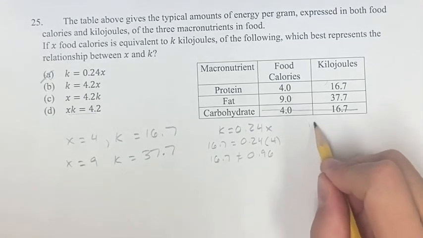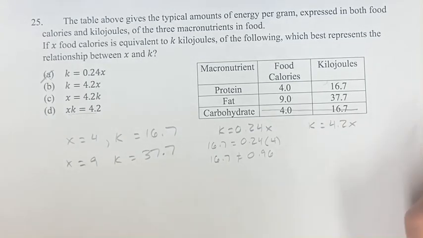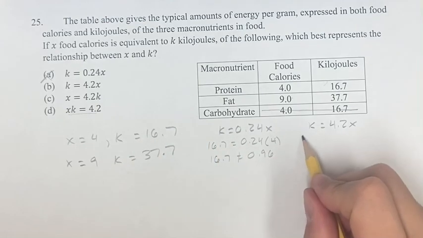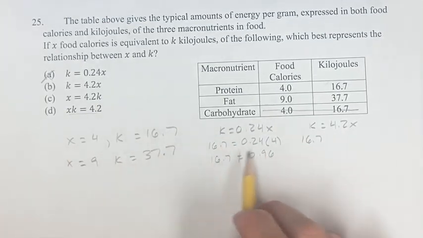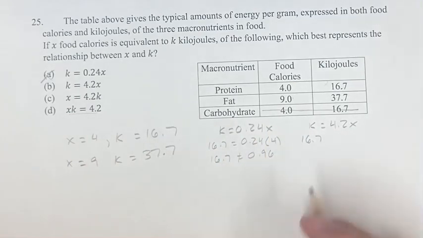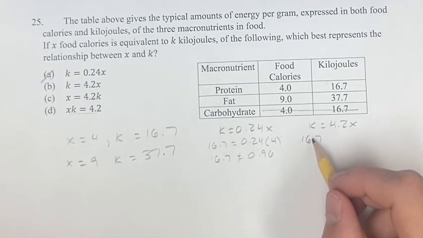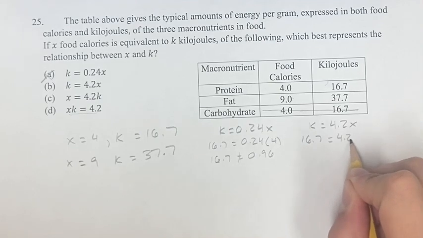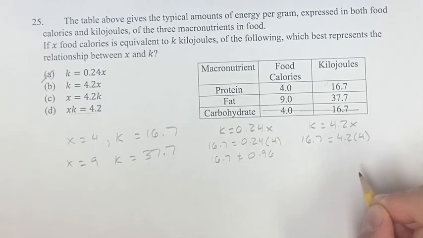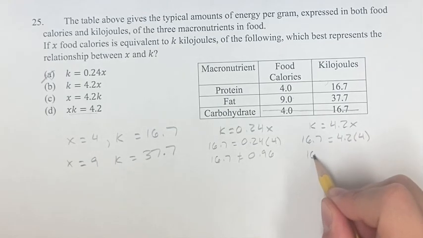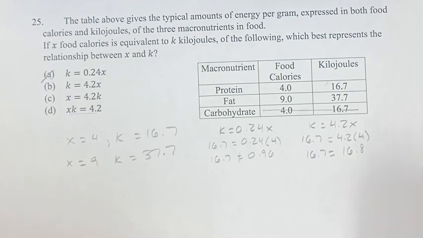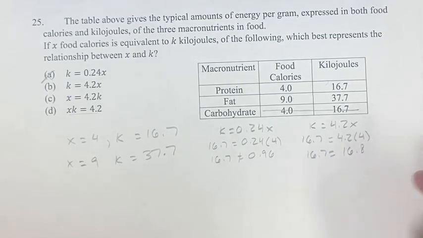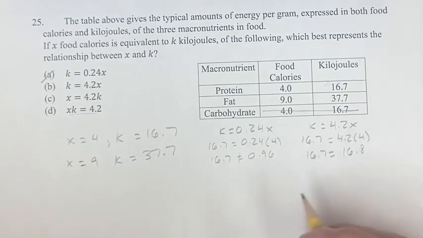K is equal to 4.2x. So K is 16.7. Again, we're just trying this first point. We have to try both points, but if the first point doesn't work, we don't have to try the second point. So we already know A is out. So for this first point, K is 16.7, is that equal to 4.2 times 4? So here we have 16.7 is equal to 16.8. It's not exact, but we can see if the relationship holds with the next point.